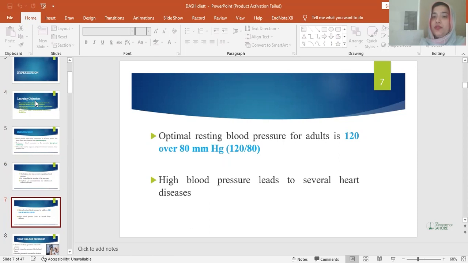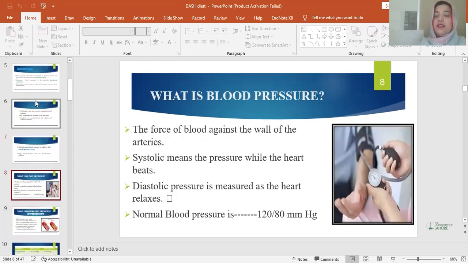Optimal resting blood pressure for adults is 120 over 80 mm mercury. High blood pressure leads to several heart diseases, and it is also termed a silent killer. Let us explore more about what is blood pressure. It is the force of blood against the walls of the arteries. Systolic means the pressure while the heart beats, whereas diastolic pressure is measured as the heart relaxes. So you can say it is basically dependent on the heart muscle's contraction and relaxation. Normal blood pressure is 120 by 80 mm mercury.